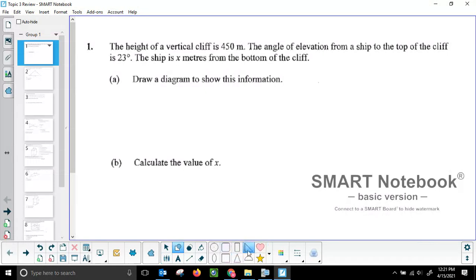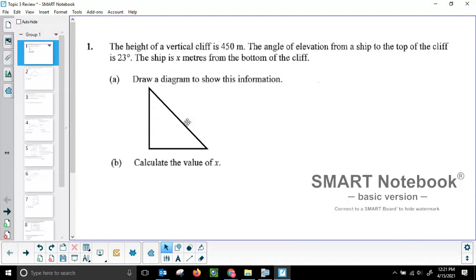All right, so we now have a cliff that is 450 meters high. My boat is over here, and it says that the angle of elevation, from here to here, is 23 degrees. And it says that the ship is X meters from the bottom of the cliff, so this is X. And part B, so this is all we need for the diagram, is to calculate the value of X.